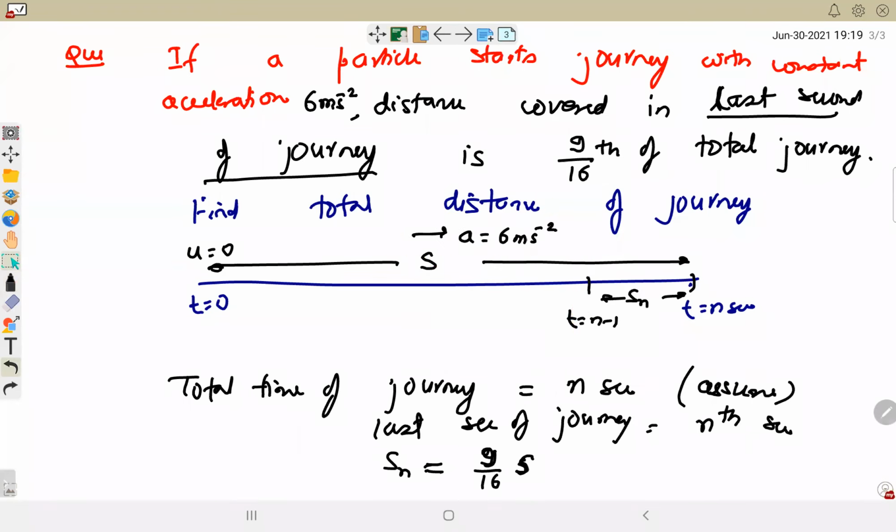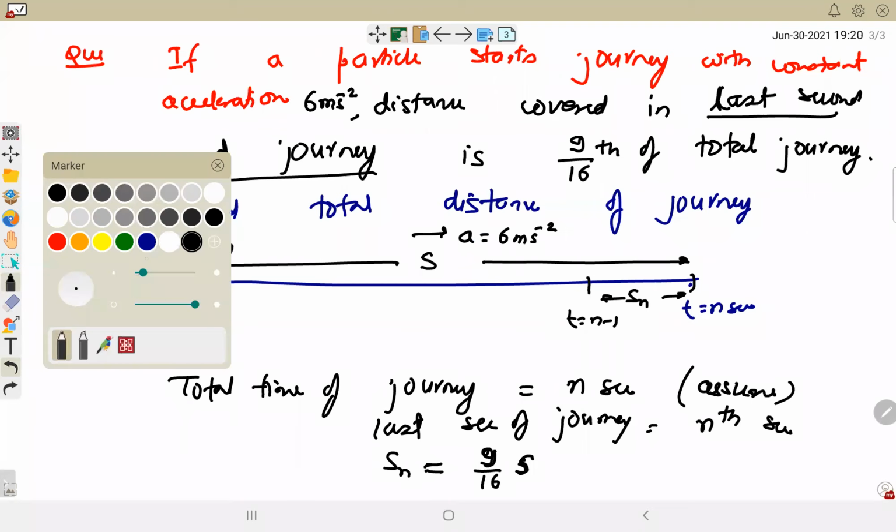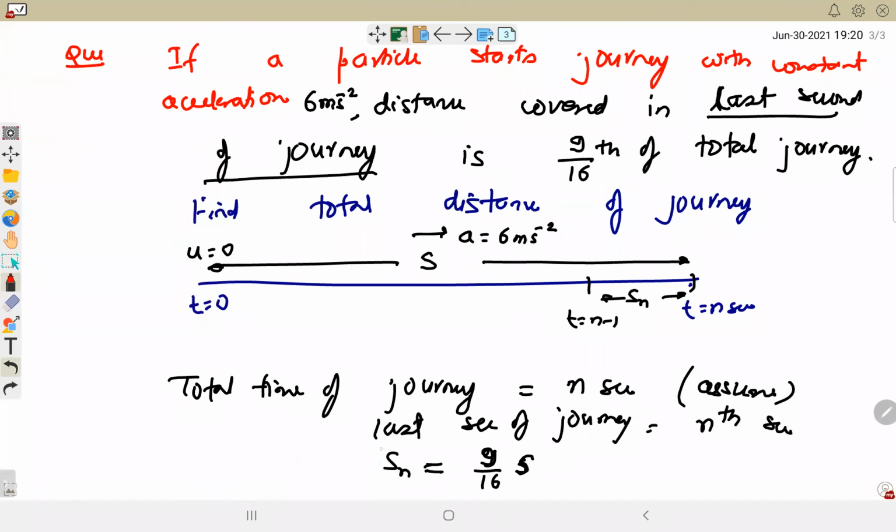Why do we use this? The question says the last second of the journey. Last second of the journey we made nth second. So now we apply that formula. On one side we apply the formula for the nth second. On the other side we apply the formula for the total n seconds, the distance covered in the total n seconds of the journey.